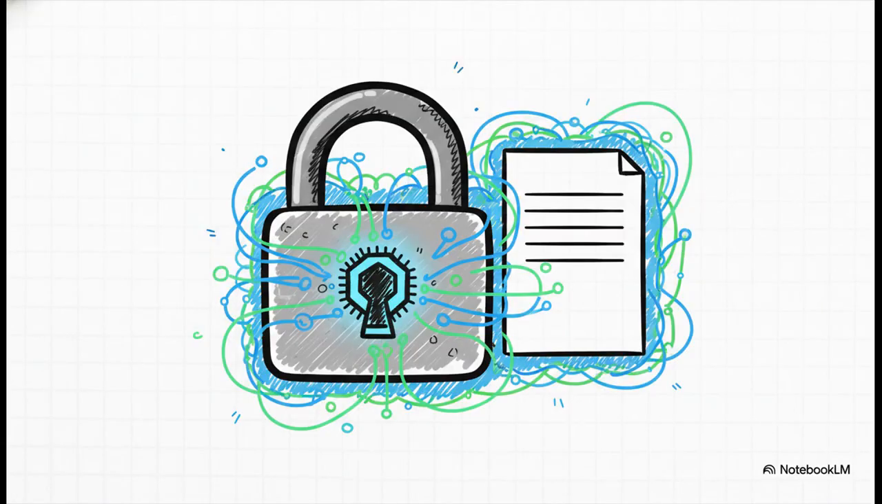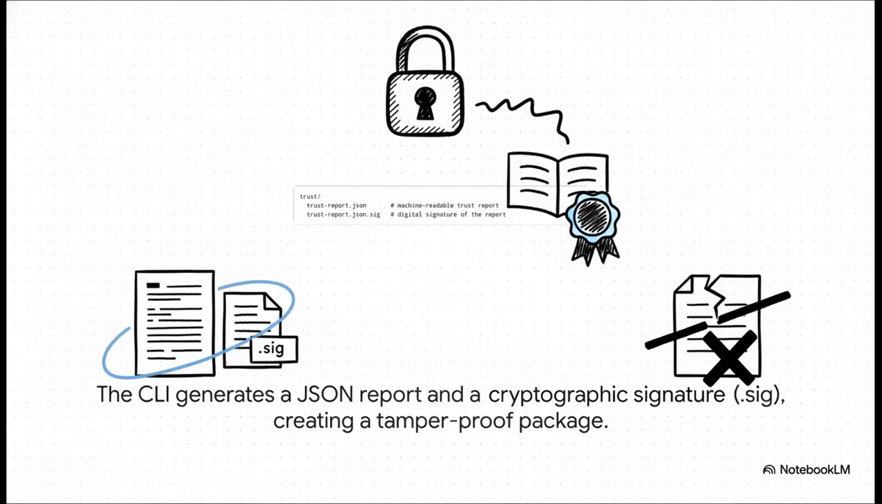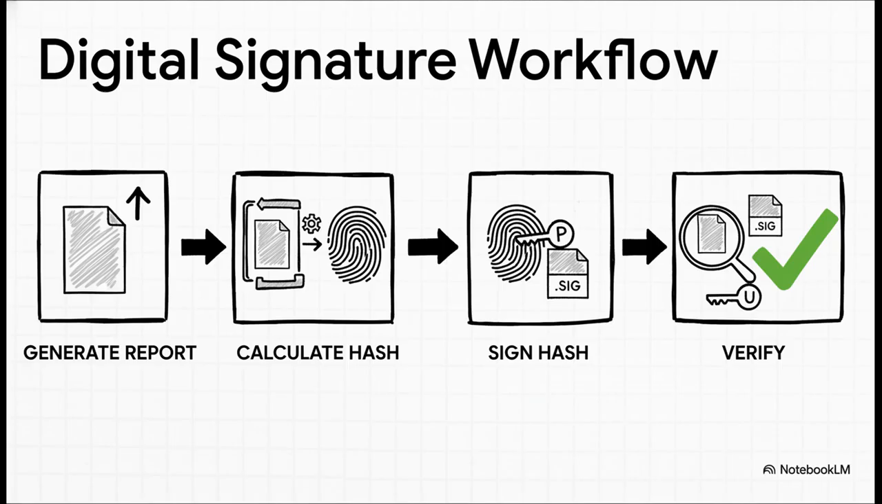Well, the answer is simple. And honestly, it's pretty elegant. It's cryptography. We use the same battle-tested technology that secures things like global banking to lock down our little trust report. So here's the deal. The tool doesn't just spit out one file, the JSON report. It creates a second file too, a cryptographic signature. Think of that signature file like a digital wax seal on an envelope. If you break the seal, if you change even one comma in the report, everyone knows it's been tampered with. The signature becomes invalid.